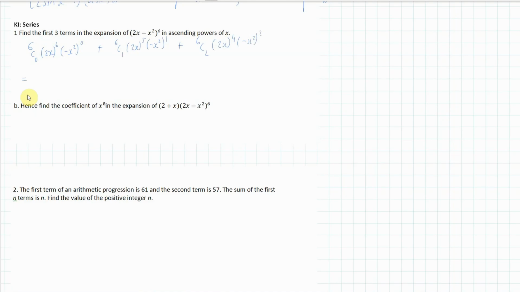Now when we put this all together, we're going to get 64x to the power of 6 for that first term. The next one, because we're going to have a negative, so it'll be negative. Now 6 times 32, so it'll be negative 192 x to the power of now 5, take away 2, so it should be 3.